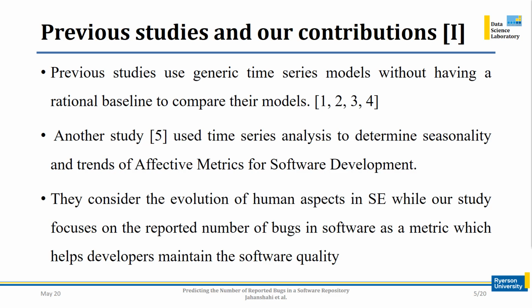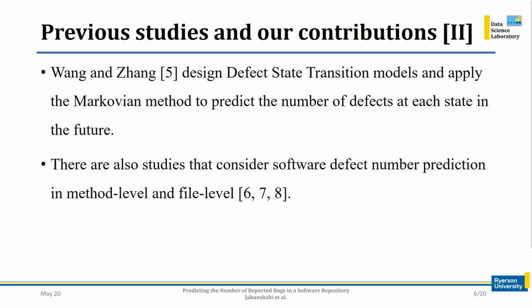There are also some other studies. They use time series analysis to determine seasonality and trends. That's another study that we have also covered in the paper. And they consider the evolution of human aspects in software engineering. But what we do here is a little bit different. We just focus on the number of reported bugs in a software as a metric, which helps developers maintain the quality of the software.